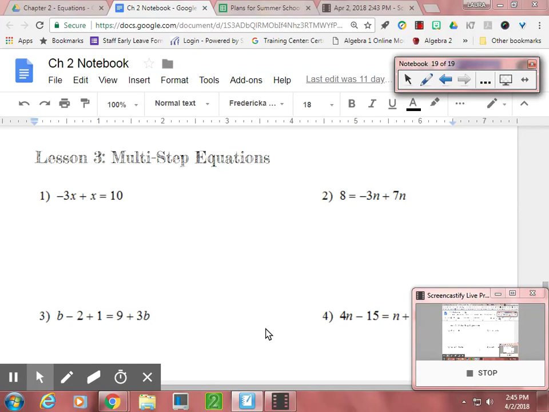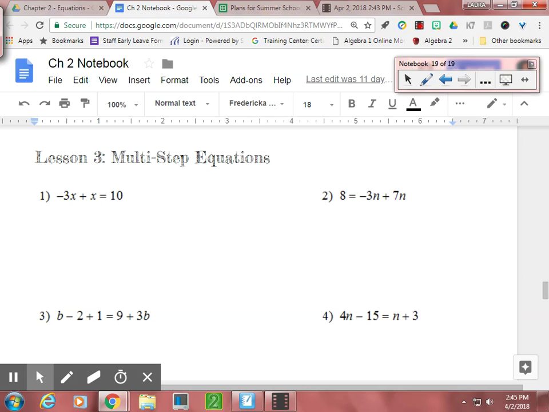Our third lesson in this chapter is multi-step equations, so you're going to have to decide what your first step is going to be here. Okay, so the first thing I see is I have an x there and an x there. Well, they're both on the same side of the equal sign. So what I want to do is combine my like terms. I want to put these together. So I have negative 3 plus 1. So I have negative 2x equals 10.